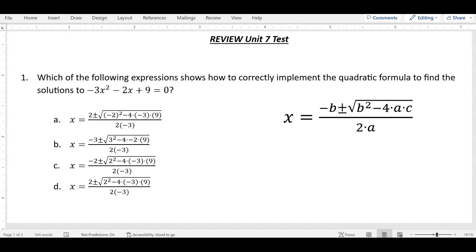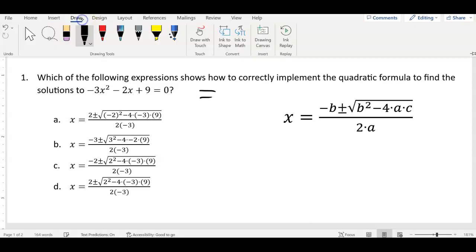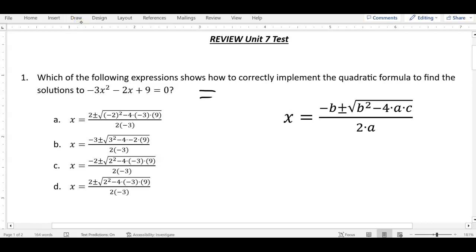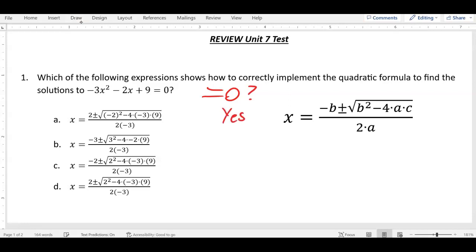So it says, which of the following expressions shows how to correctly implement the quadratic formula to find the solutions to this quadratic? Now, does it equal 0? That's the question. Does it equal 0? Yes. So that makes this A, this is B, and this is C. So A equals -3, B equals -2, and C equals 9.